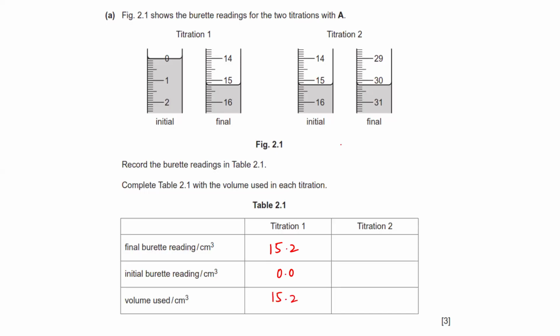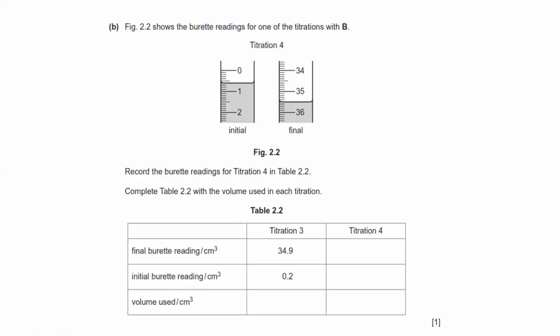So titration 2, final reading 30.2. Remember, this is 30, this is 30.2. So we have to look at this reading and the initial reading again, this is our initial reading, it's 15.2. Volume used is 15.0.